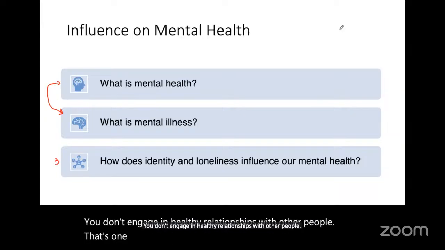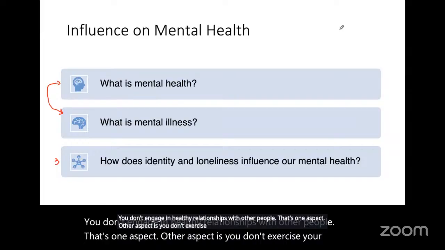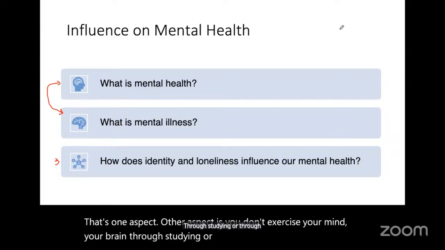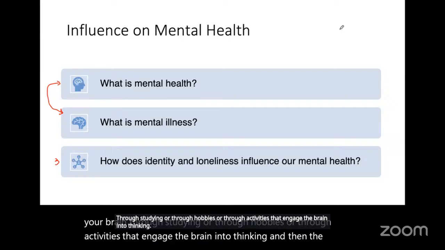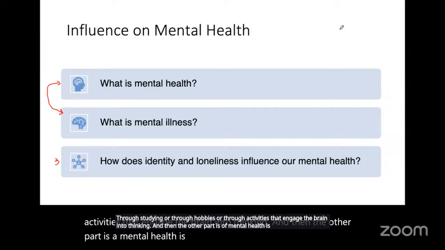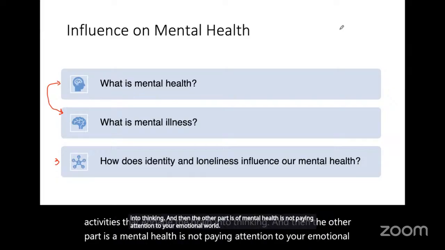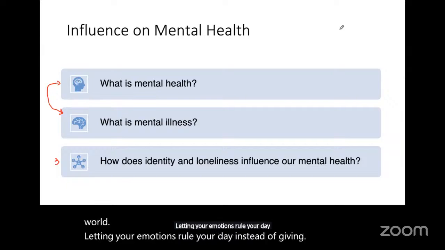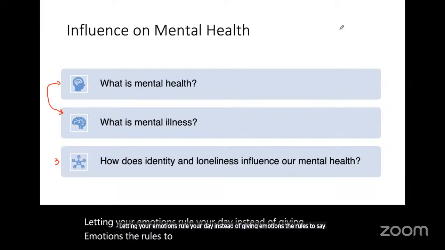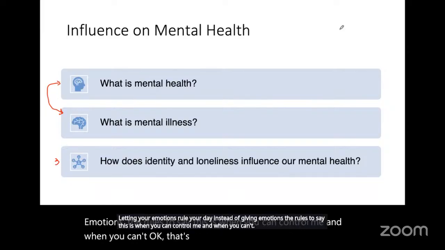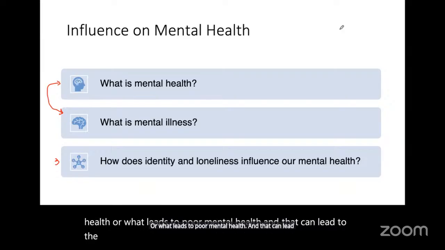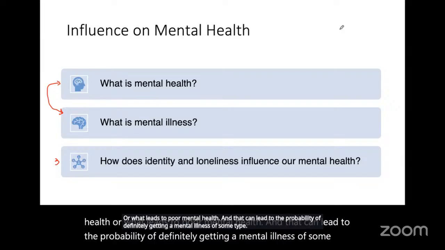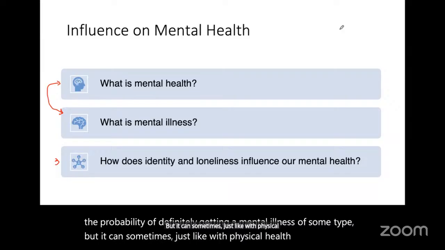That's one aspect. Another aspect is you don't exercise your mind, your brain, through studying or through hobbies or through activities that engage the brain in thinking. And then the other part of mental health is not paying attention to your emotional world, letting your emotions rule your day instead of giving emotions the rules to say, this is when you can control me and when you can't. Okay. That's what we're defining as poor mental health, or what leads to poor mental health. And that can lead to the probability of definitely getting a mental illness of some type. But it can sometimes, just like with physical health, only be part of the equation.